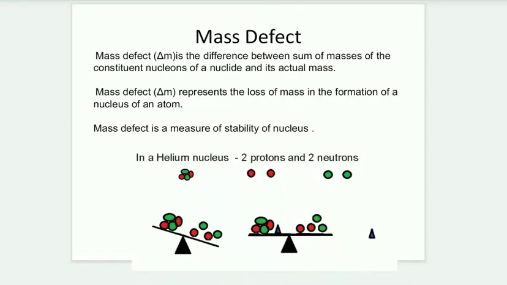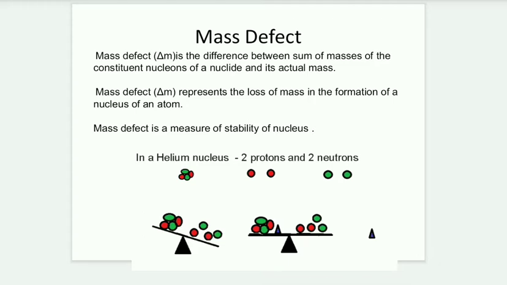Now we can discuss the mass defect. Mass defect is the difference between the sum of masses of constituent nucleons of a nuclide and its actual mass. So we have to take the sum of masses of nucleons. Nucleons means the protons and neutrons inside a nucleus, and that minus the actual mass of the nucleus. There will be some difference, and that difference is termed as mass defect or delta M.